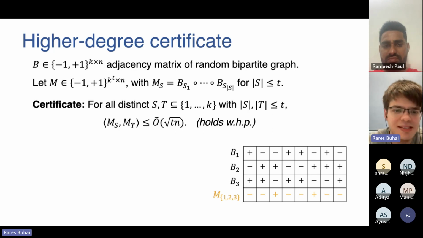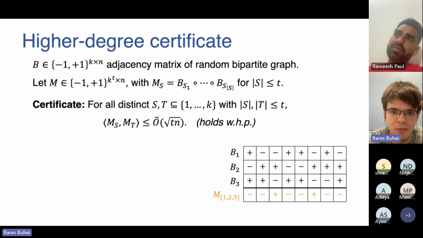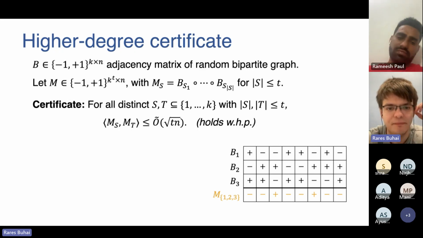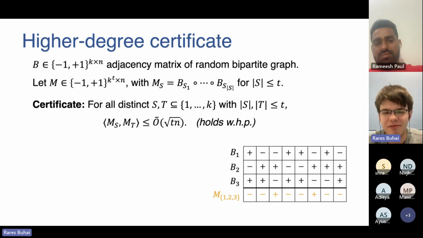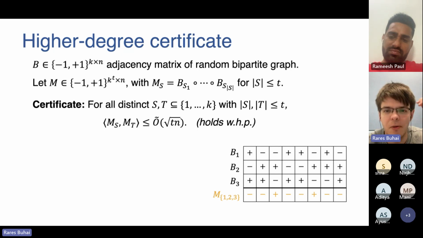So the certificate that I'm going to use is that the inner product between any two rows of M is at most root t times n. And you can check that this holds with high probability for random bipartite graphs. What should also be easy to check is that this makes sense for t equals 1. For t equals 1, you just take two rows of B and you take their inner product. But this is basically just a sum of independent random plus minus 1 variables. So it's known that this has magnitude root n with high probability. And this also extends to higher t.